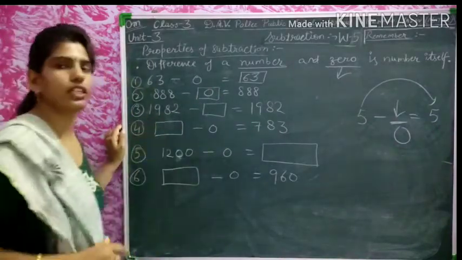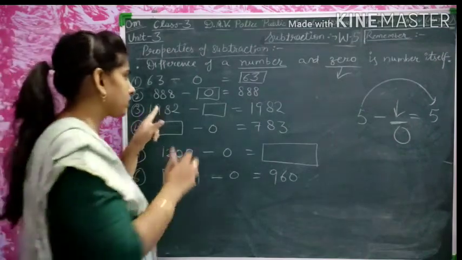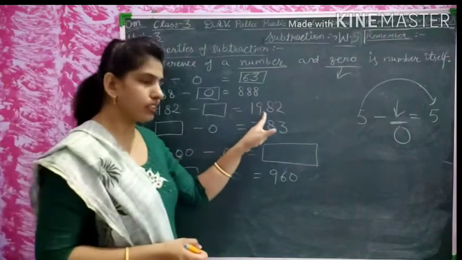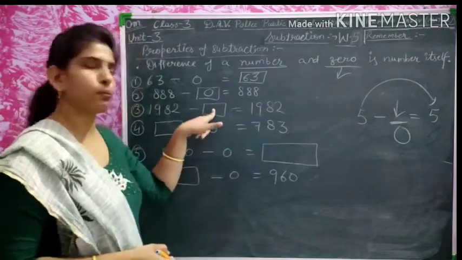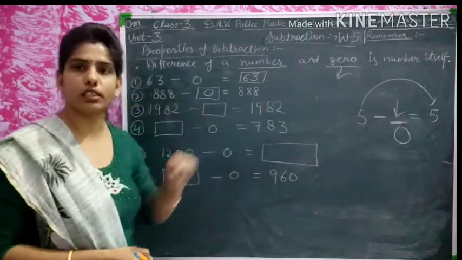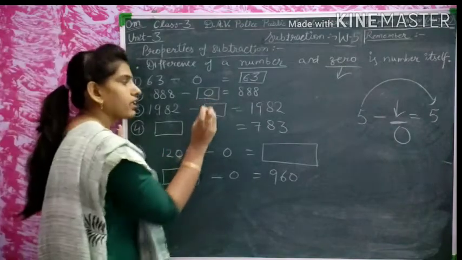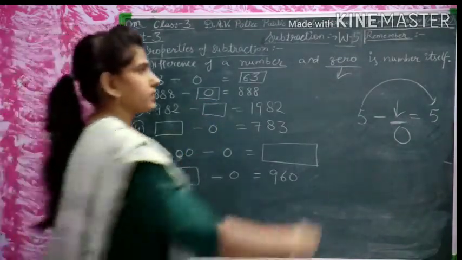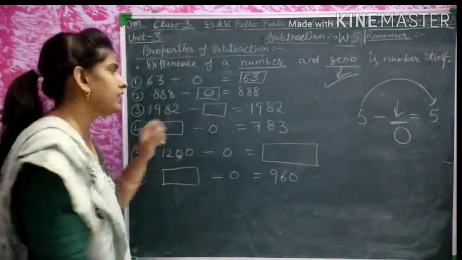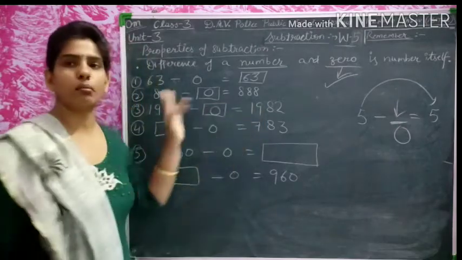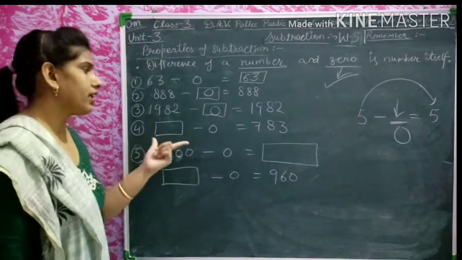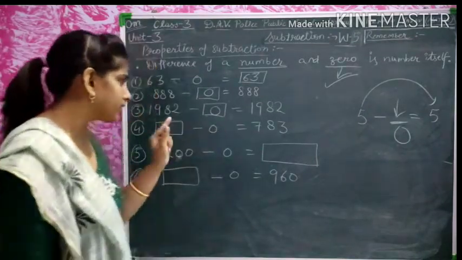Now we will do the third question. Same question is there. The number is itself there, 1982. But we will have to put the number whose difference is always equal to that number. Yes. What will we put there? Can you answer? Yes. You can answer from this property that difference between the number and 0 is the number itself.